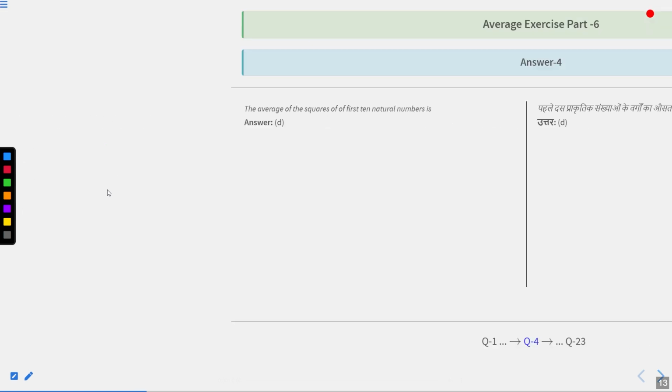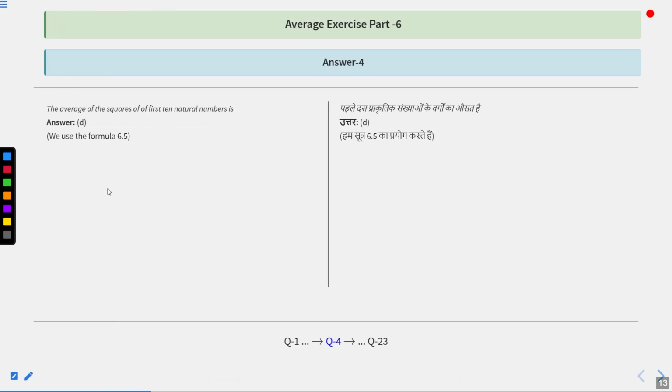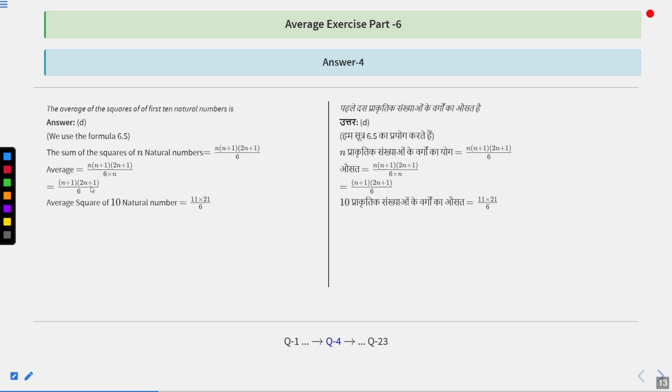Now time's up. Let's see the solution. Now we are going to use formula 6.5. In this formula, when we need to calculate the sum of the squares of n natural numbers, the formula becomes n into n plus 1 into 2n plus 1 by 6. So we can calculate the average by this formula. The total number is 10, the first 10 numbers. So 10 into 11 into 21, clear? Divided by 6.